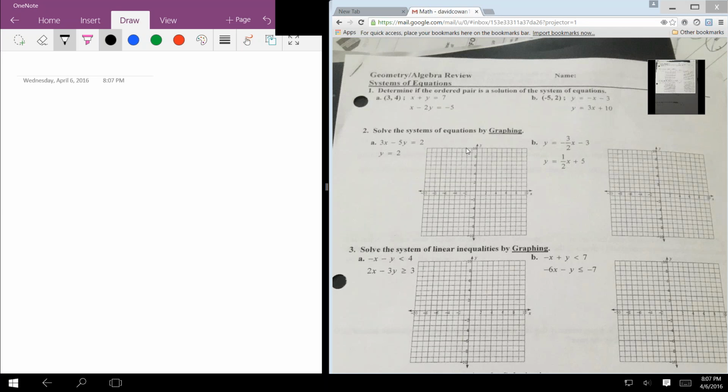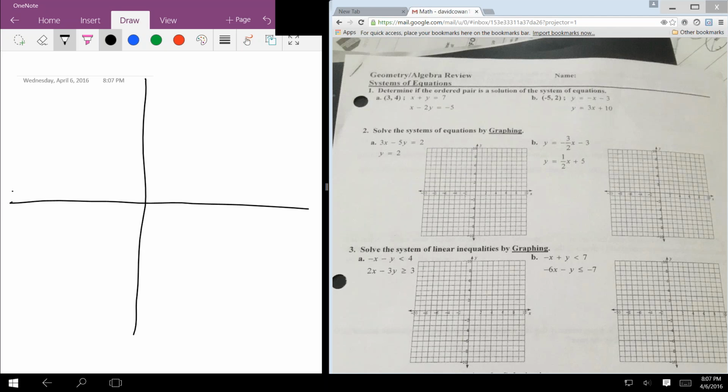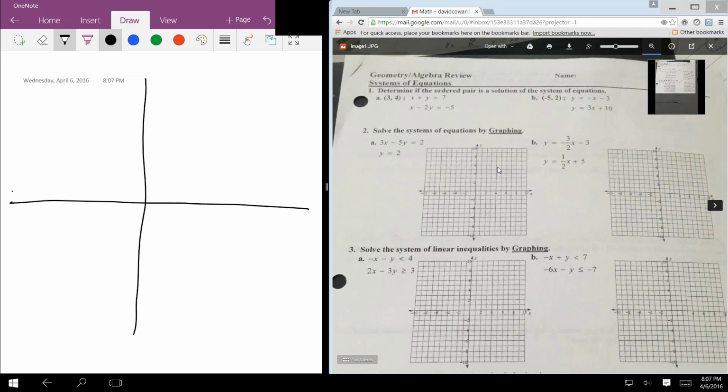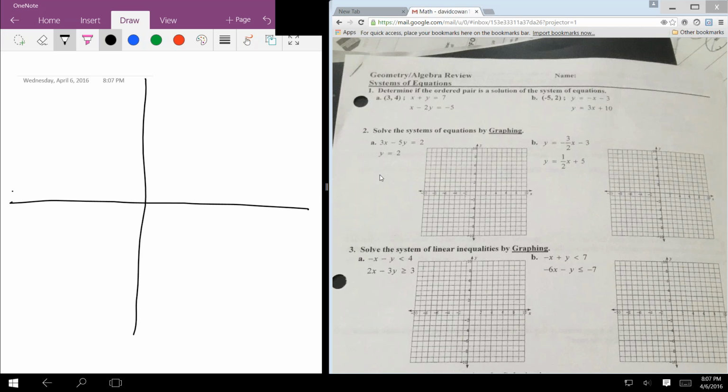Now, problem two here. Solve the system of equations by graphing. Let's go through that. Even though this is a horrible way to solve systems of equations, because it depends on you interpreting the number. How would I plot 3x minus 5y equals 2? That's a linear equation. It's a straight line. You'd want to get it in slope-intercept, or y equals mx plus b format, right? Well, maybe. That's one way to do it, but in this case, it's not the best.